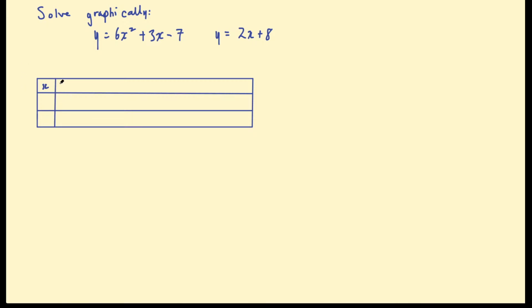Okay. So I might go from -3 to 3. That should be enough. So let's just do graph 1 and graph 2. Well, that's kind of confusing. Let's say Q for quadratic and L for the line.